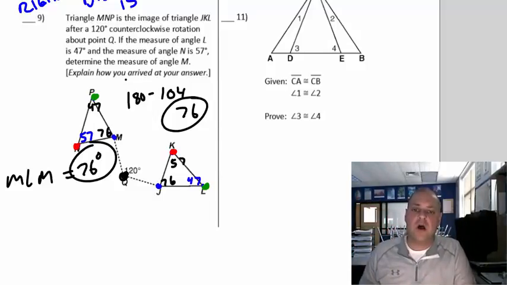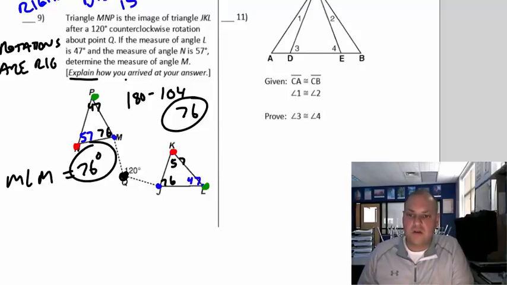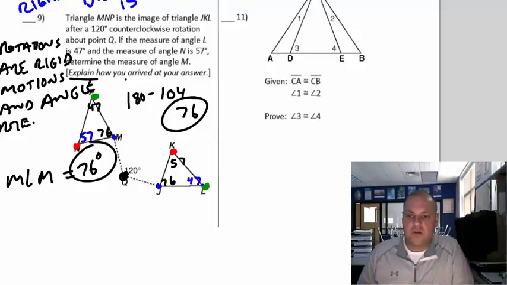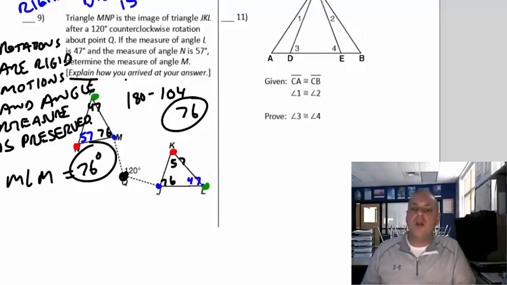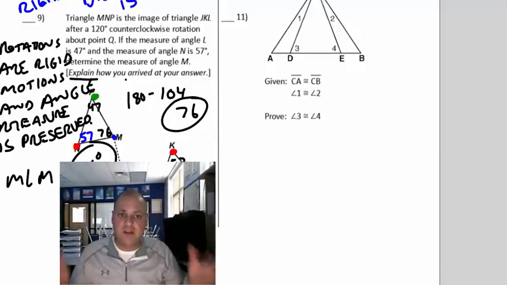Explain how you arrived at your answer. To explain it, you would say rotations are rigid motions, and angle measure is preserved. Angle measure is preserved means it stays the same. Okay, so when you do rotations, the angle measures don't change. So it's just congruent. They're just congruent triangles, guys. Just congruent triangles. But just the language you want to use when you explain.